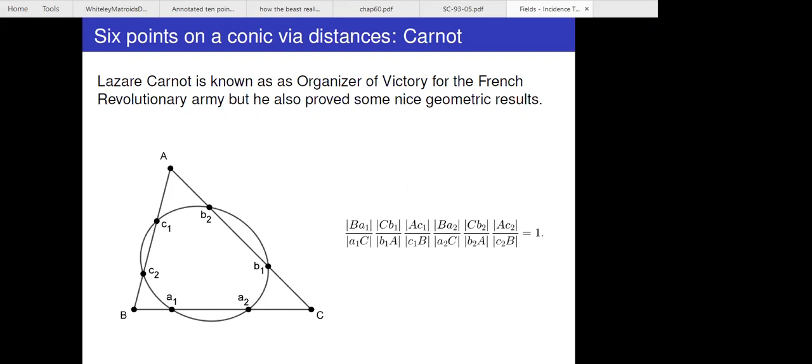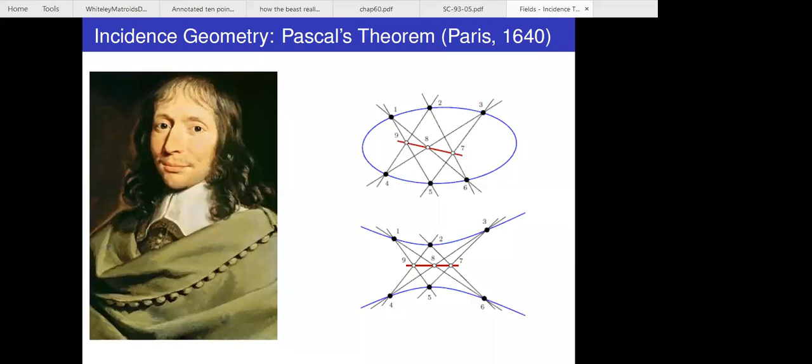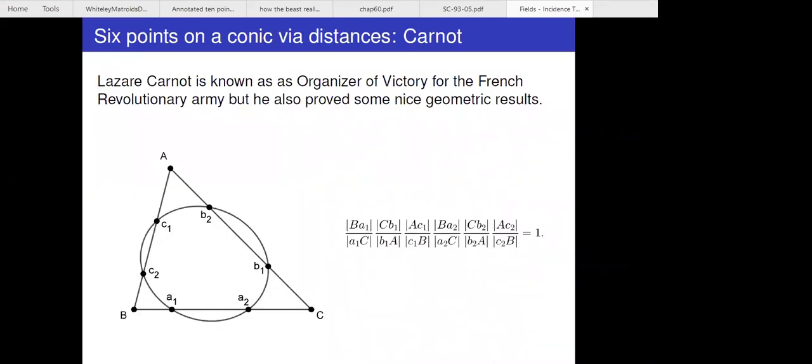Anyway. Hey, Will? Okay. Yeah. I hadn't seen this one before. Can you prove this by saying a certain determinant is 0, like Ceva and Menelaus?